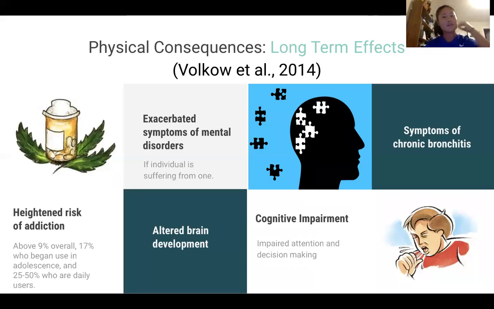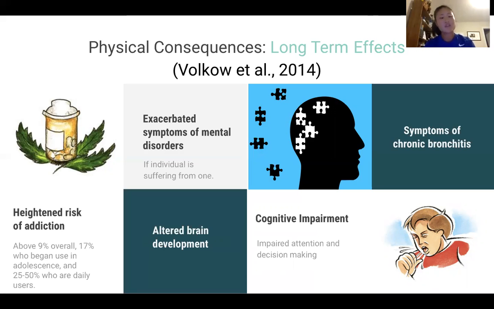Oh yeah, so some long-term physical effects. It's important to note that the stereotype that anyone who uses marijuana immediately gets addicted to it is not true at all. It is a possibility though to get addicted to this drug, but it also depends on how quickly your body processes THC and how often and how long you use it.